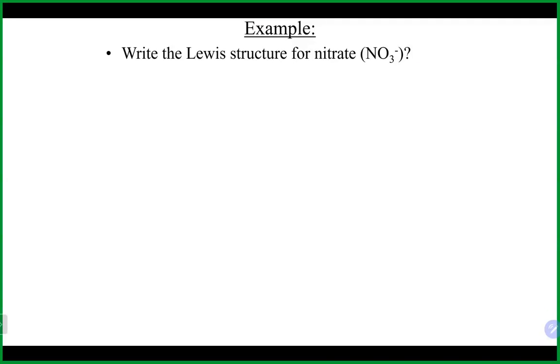So again, we'll start the same way. We're going to really count up the total number of valence electrons. That's almost the first thing you want to do. Once again, here we have nitrogen, which means 5 for the nitrogen, as it's group 5.